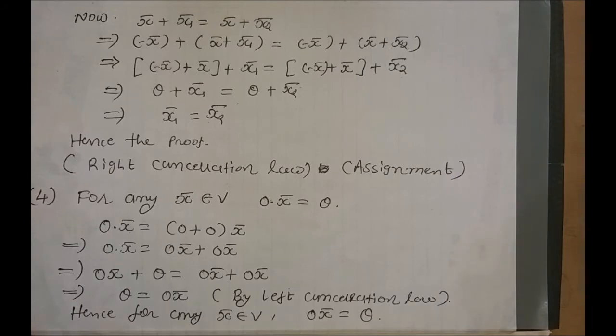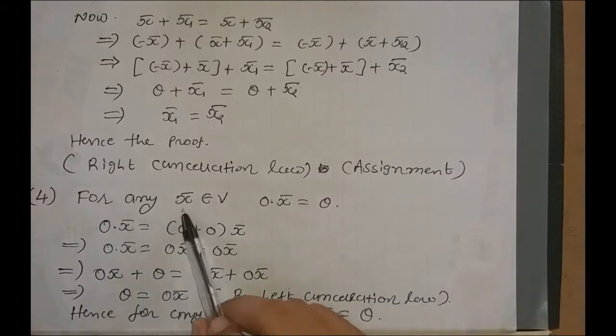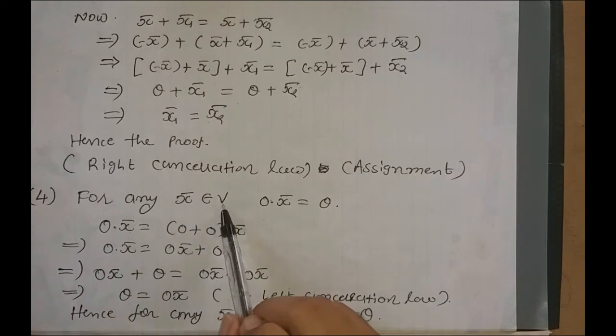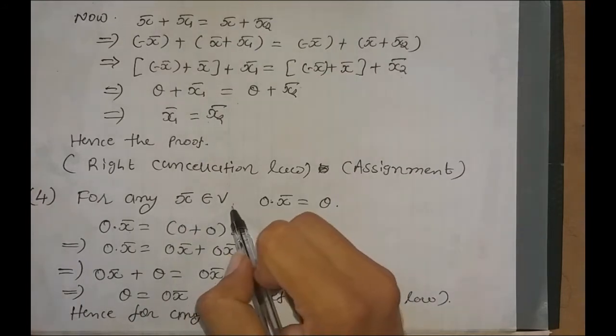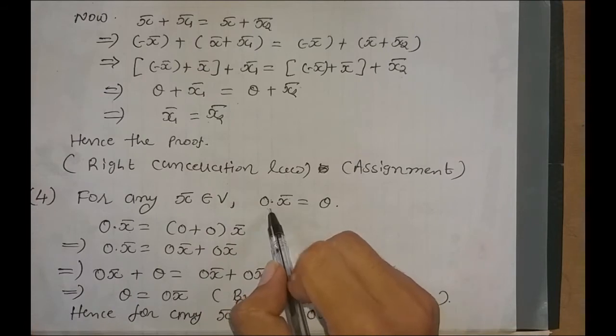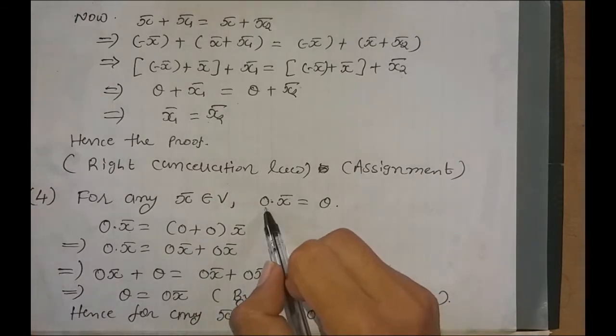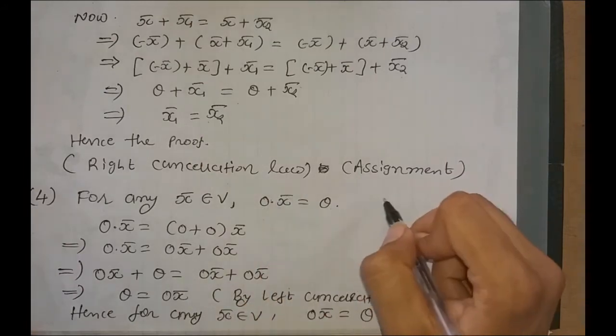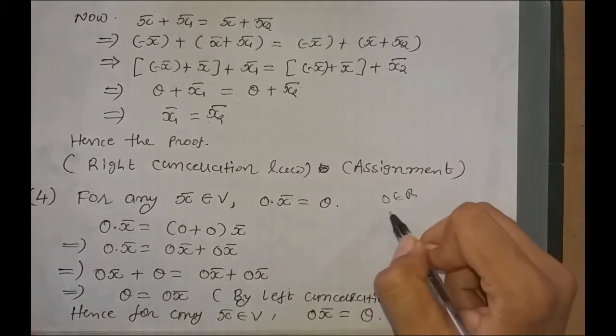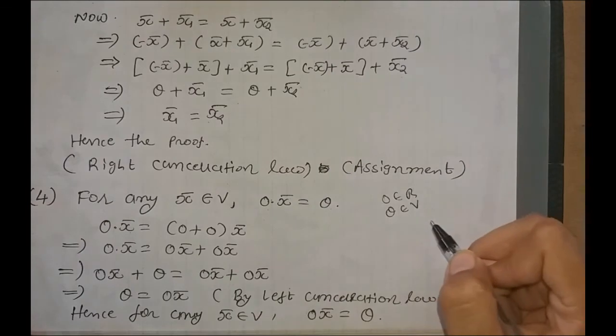Now the fourth property is, for any vector x bar belonging to V, when we multiply this vector with 0, we get the answer 0 vector. Here 0 is from R. Okay, 0 is from R. Theta belongs to V.